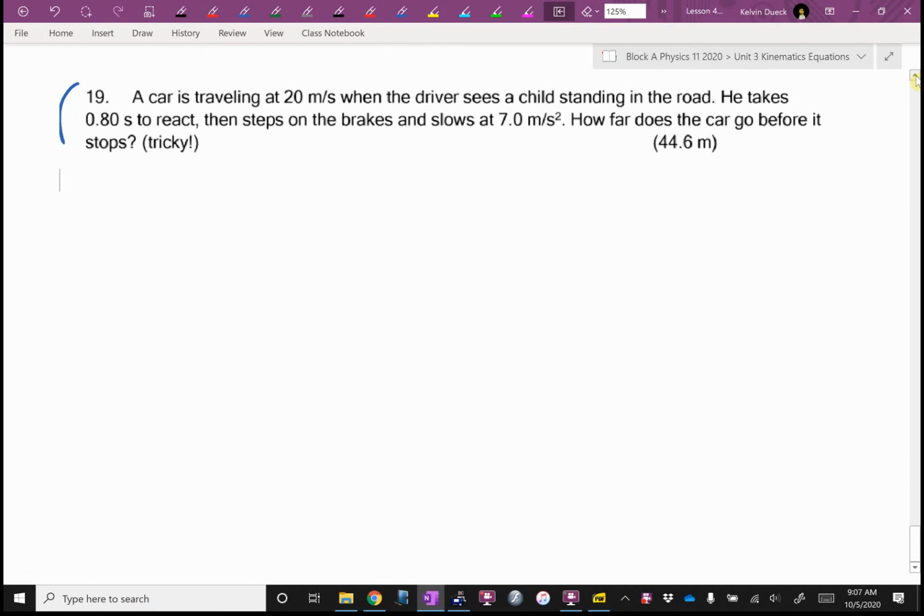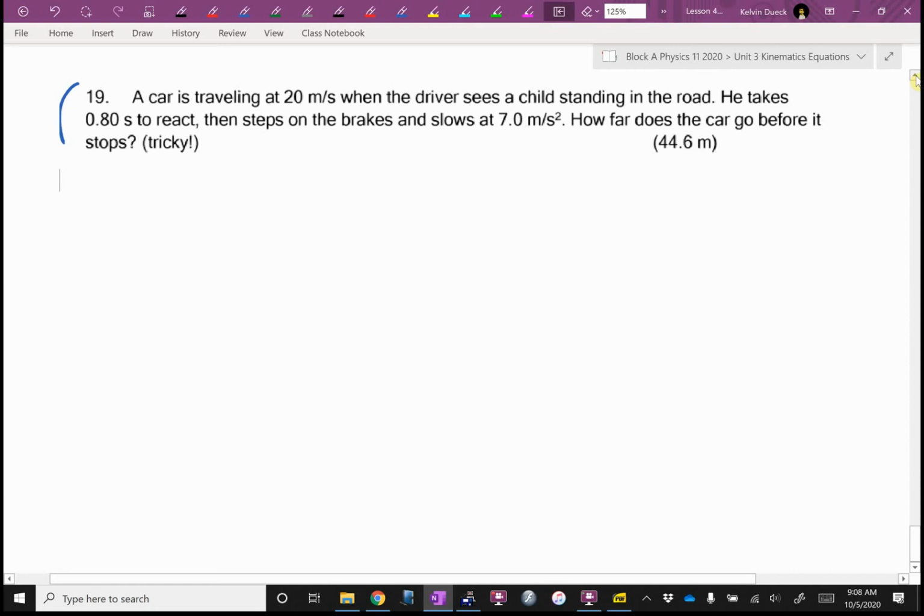So a car is traveling at 20 meters per second. Could you multiply that by 3.6 and convert it to kilometers per hour? I just want to see how fast we're going. Anybody on their calculator, could you multiply 20 times 3.6? How fast is that? Okay, so you're on the low heat, let's say. You're not in a subdivision unless you're driving stupid.